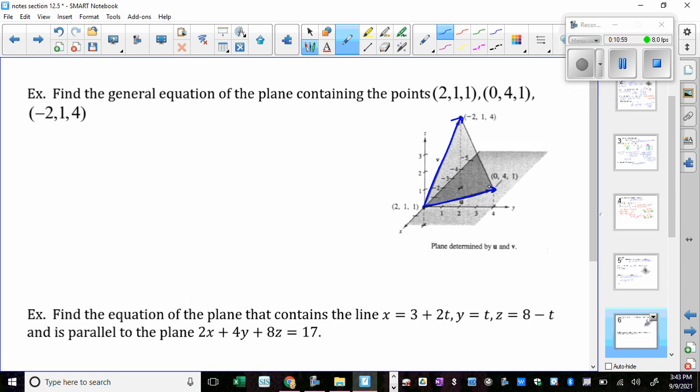All right, so let's do it over here. The vector between 2, 1, 1 and negative 2, 1, 4. So I'm going to subtract them. Negative 2 minus 2 is negative 4. 1 minus 1 in the middle is 0. And 4 minus 1 is 3. So there is that vector.